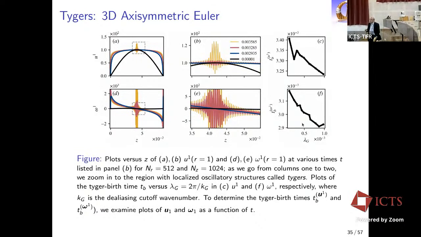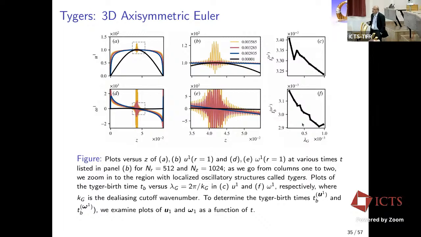So this is U1 as a function of Z. All this is at R equal to 1. And you see the sort of oscillatory structures that I showed you for the Burgers case. They're showing up here. And if you zoom in here, you see these high frequency oscillations. Similarly, you can look at omega-1 as a function of Z, also at R equal to 1, and here you see the oscillatory structures again. You see them earlier in omega-1, not surprisingly, one higher derivative than U1.